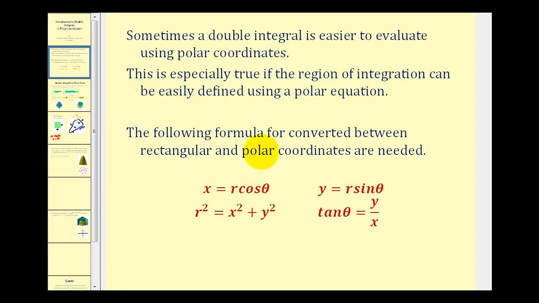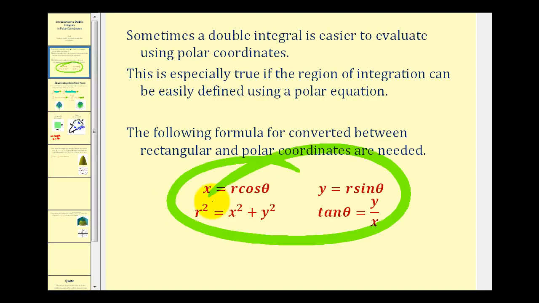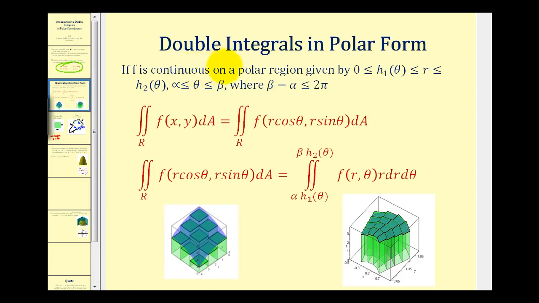Because we're going to be converting from rectangular to polar coordinates, it is important that we remember the following equations. So you may want to copy these into your notes. If f of x is continuous on a polar region defined as given here, then we can rewrite a double integral in rectangular form into polar form as we see here.